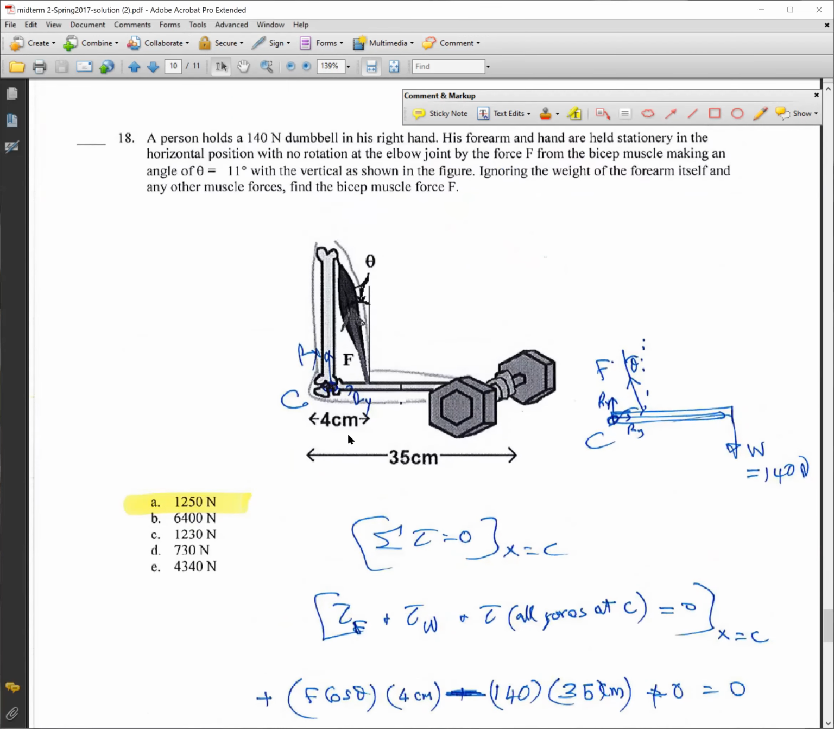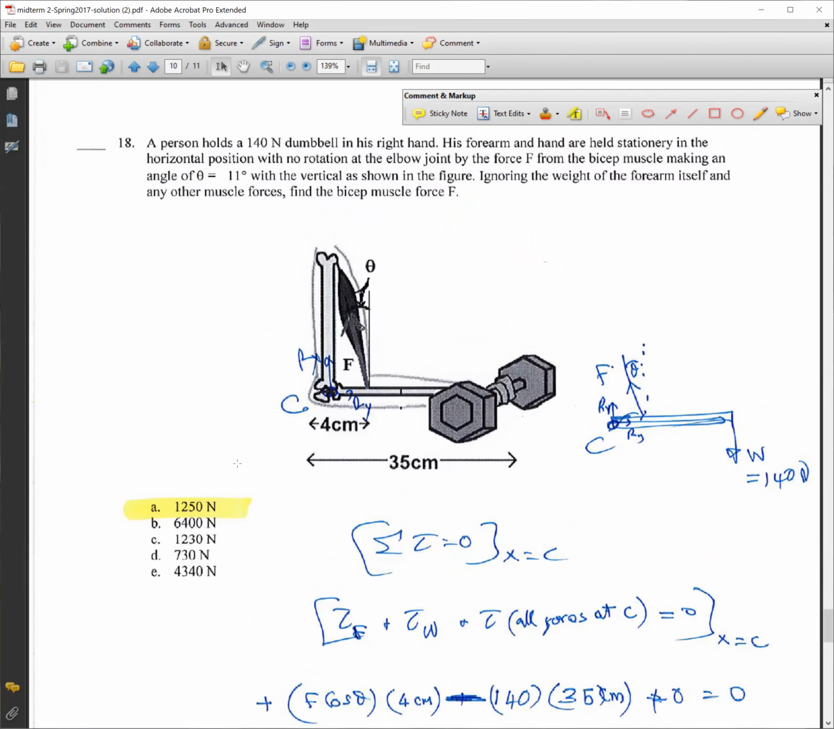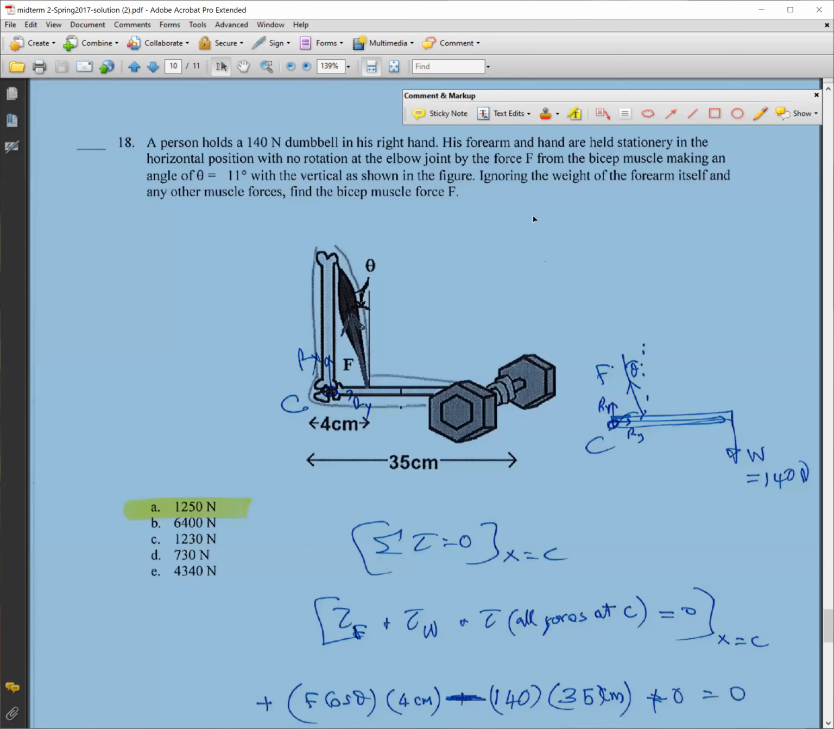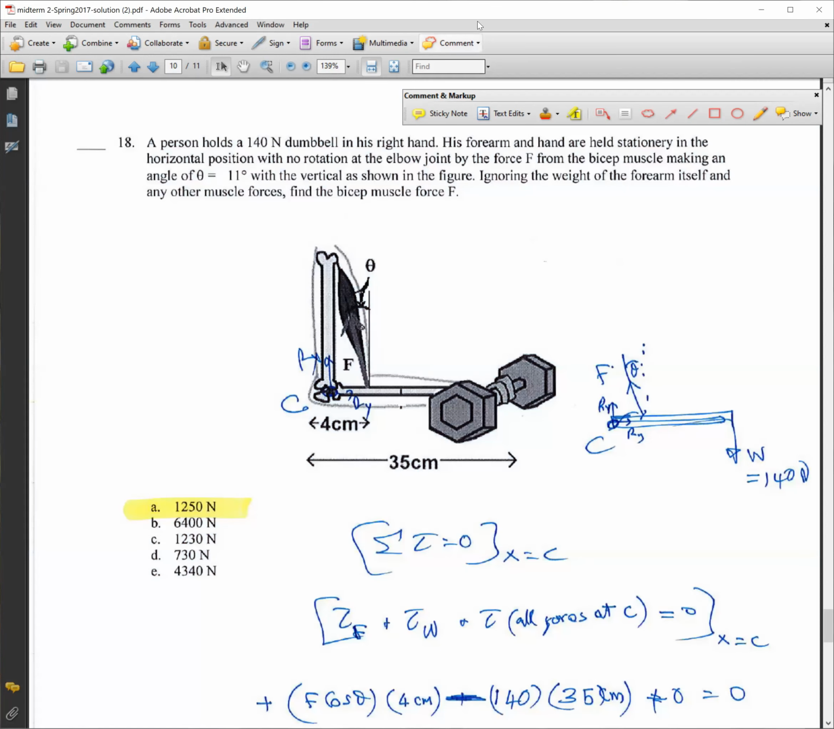Now, question 18. We have the following: a person holds a 140 Newton dumbbell in his right hand. His forearm and hand are held stationary in the horizontal position with no rotation at the elbow joint by the force F from the bicep muscle, making an angle of theta equal to 11 degrees. Okay, we are here. So theta is 11 degrees.